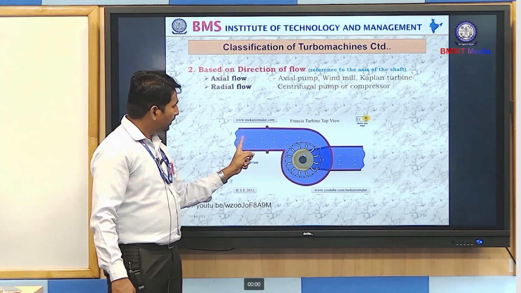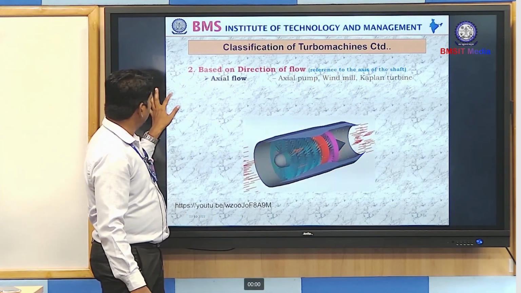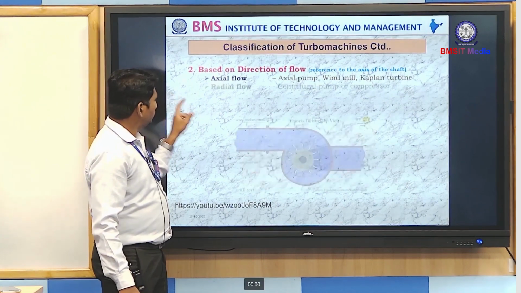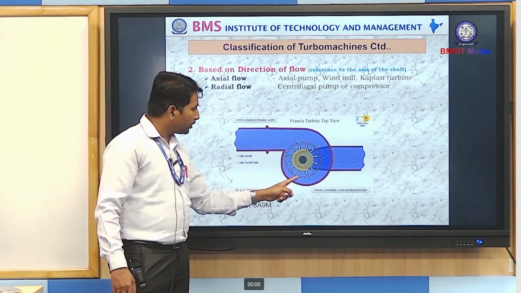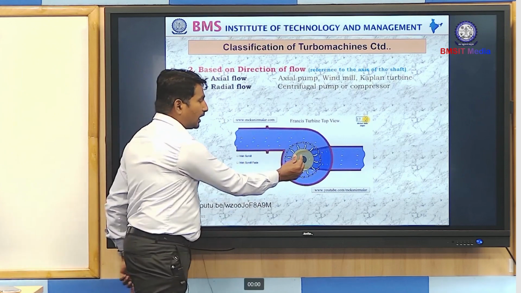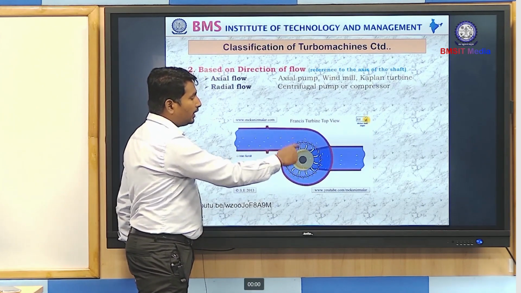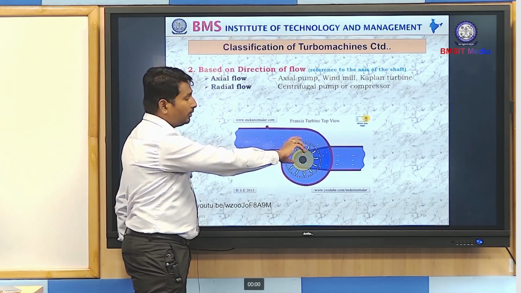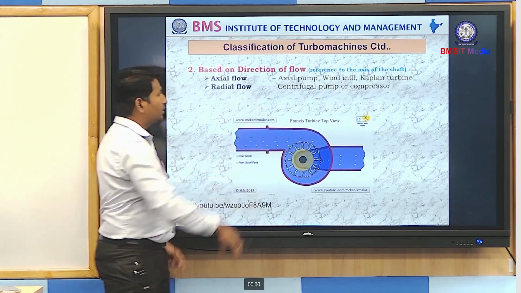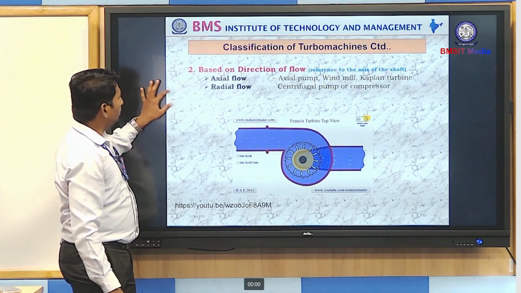See here, the fluid enters here. It starts rotating along with the shaft, in the radial direction of the shaft, and it is going up. The fluid is going up. So this is called a radial flow machine.